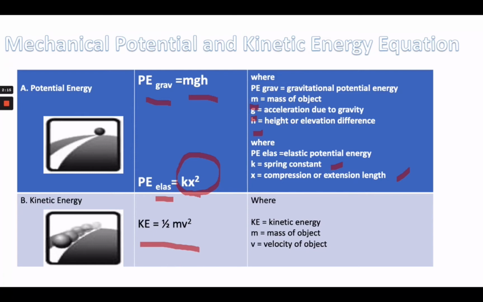Now we also have the equation for the kinetic energy. This is equal to 1/2 mv squared, where m represents the mass of the object, just like the potential energy, and we have the v, which represents the velocity of the object.